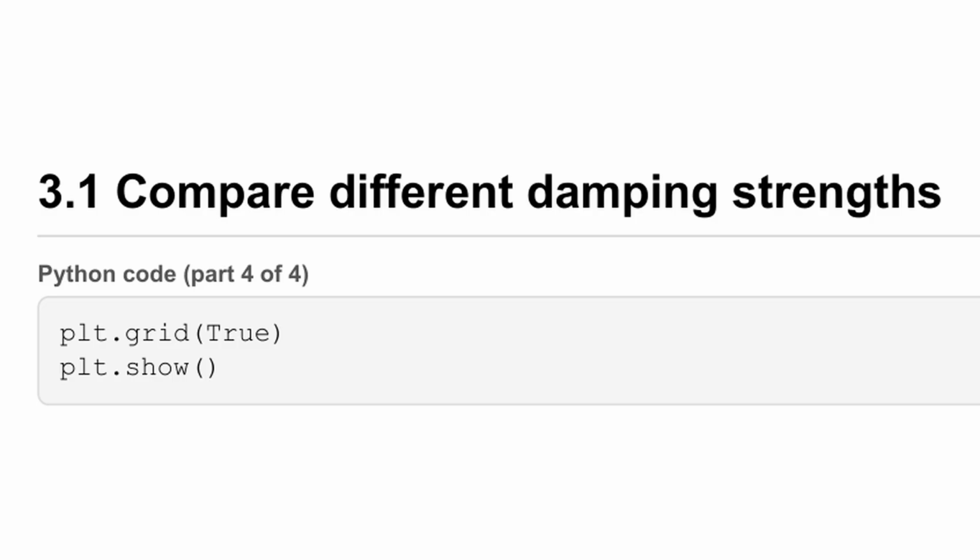This final block of code simply adds the finishing touches to our plot. We set the grid, display the figure, and prepare to examine the visual results. This visual check is crucial for understanding the qualitative differences between the damping regimes.